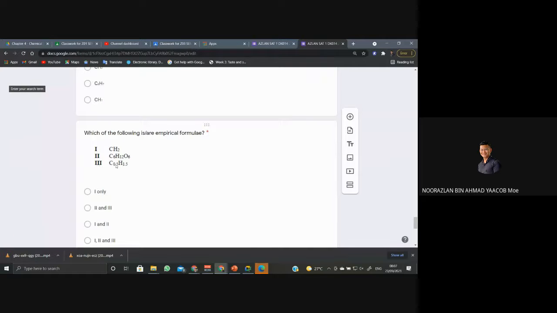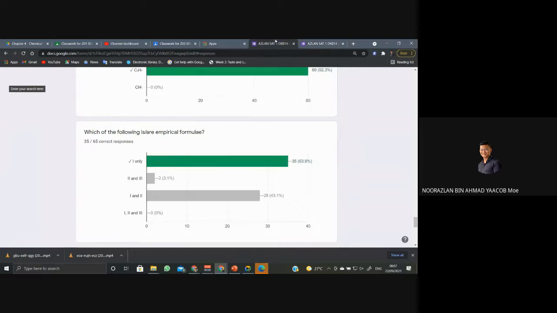This one pun sama juga. This is not simplest sebab dalam bentuk pecah, dalam bentuk list, dalam bentuk point form. Okay. This one, kalau kita tukar kepada empirical formula, this is 1 to 3. Okay, C1H3. So jawapan dia adalah 1 only untuk this question. Banyak juga yang salah.